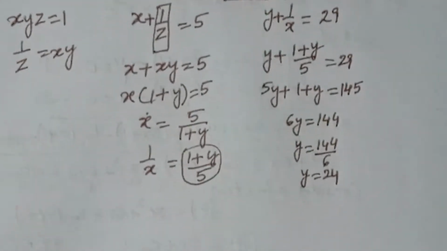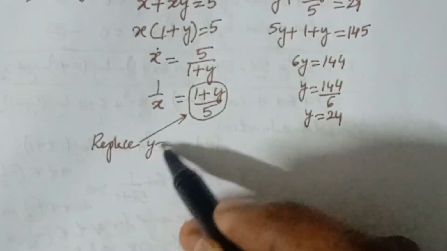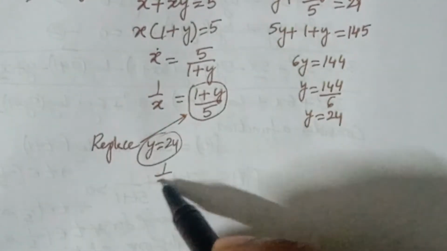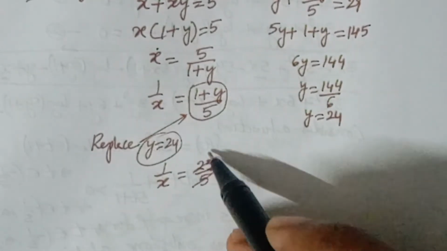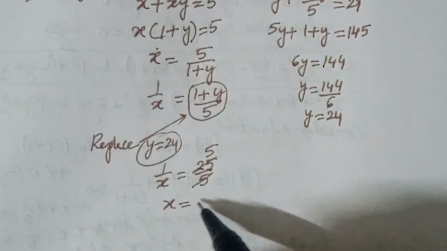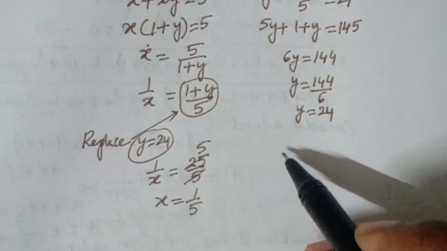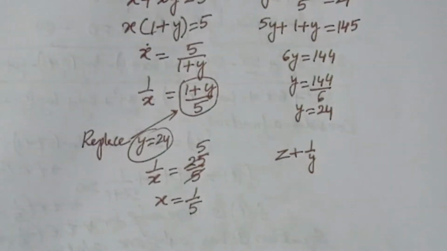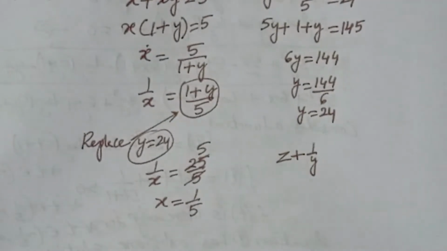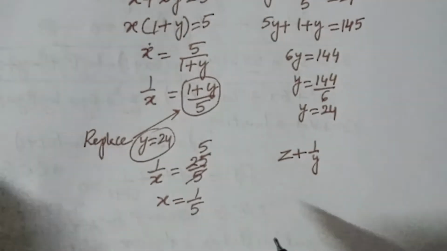Now replace this y value in 1 by x. So y is equal to 24, then 1 by x is equal to 25 by 5, so 1 by x is 5, and x is equal to 1 by 5. What is required here? z plus 1 by y. So here you know the x value and y value. From the x value and y value, what is the z value?